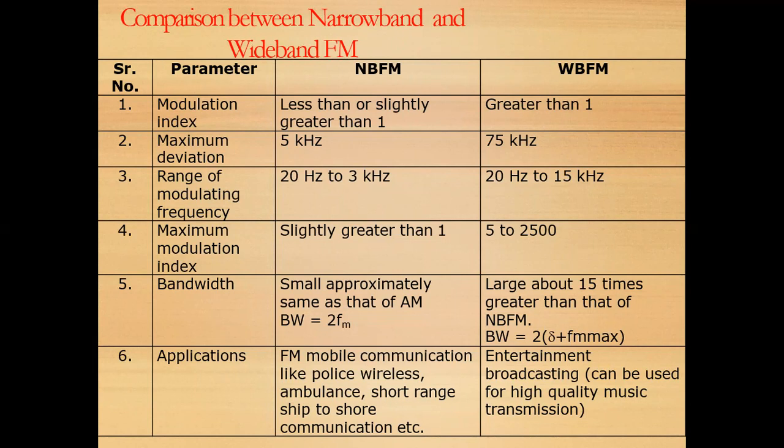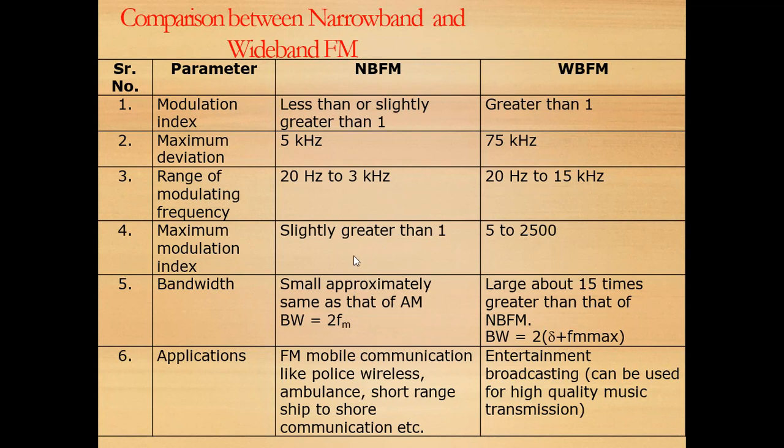The modulating frequency in narrowband FM we usually take as 20 Hz to 3 kHz, but in wideband FM we can increase that to 15 kHz, that is, 20 Hz to 15 kHz. The modulation index in wideband FM is 5 to 2500. For bandwidth, narrowband FM has 2 fm, but for wideband FM it is 2 into (del f plus fm); in terms of angular frequency, del omega plus omega m.